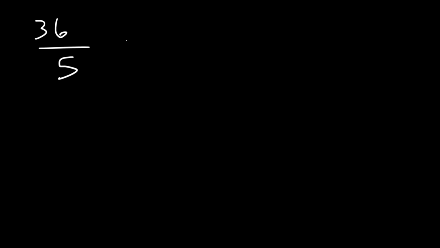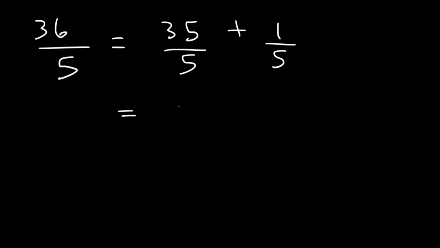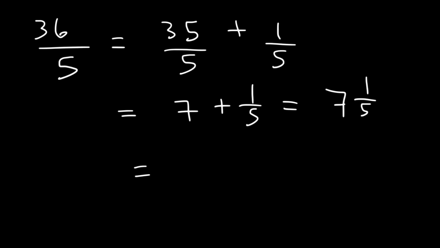Now let's turn this into a mixed number. 36 is 35 plus 1. And 35 divided by 5 is 7. So as a mixed number, this is 7 and 1/5. 1/5 is 0.2 as a decimal. So it's also equal to 7.2.